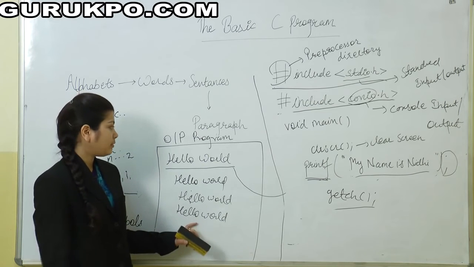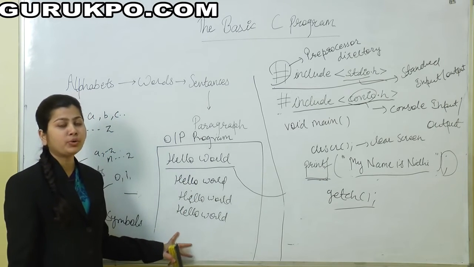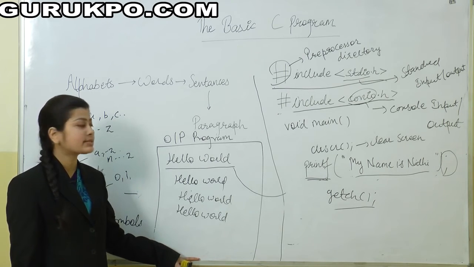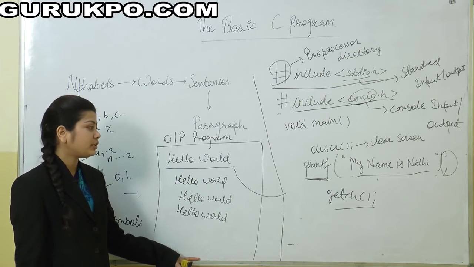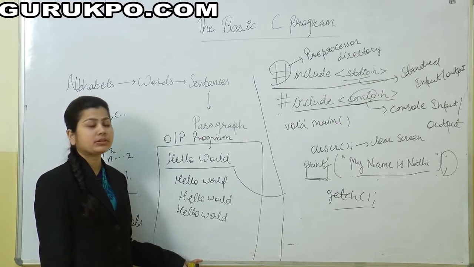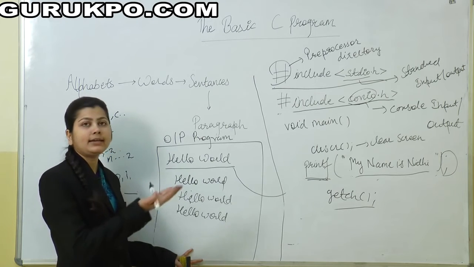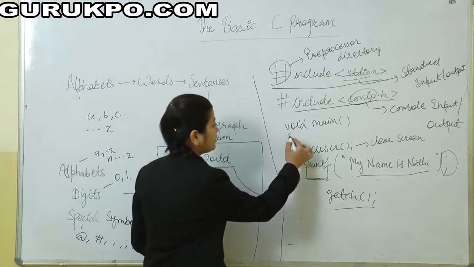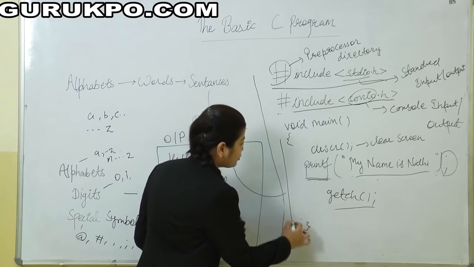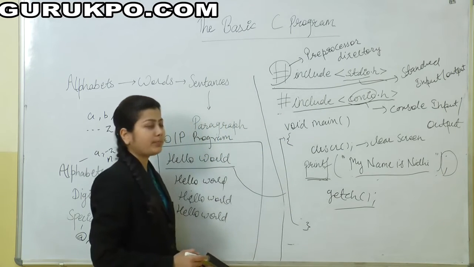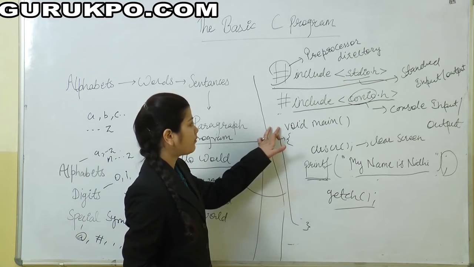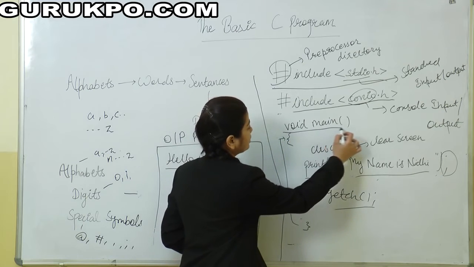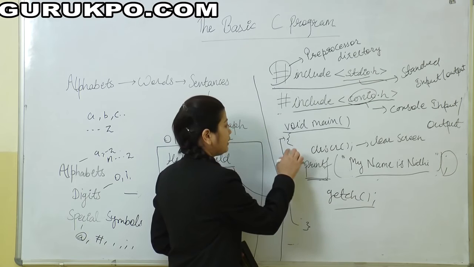So when the output is displayed in the output window, the compiler waits to take input from the user because getch is used in the program. After we press any key on the keyboard, the compiler returns to the editor with the help of the getch function. So we use the getch function in our program, and we use curly braces to separate the body of the program. Curly braces are used after the void main function.